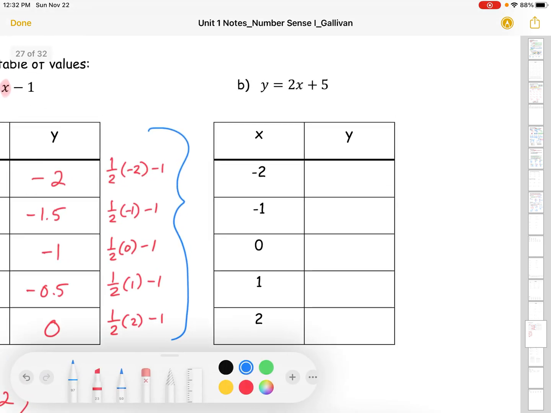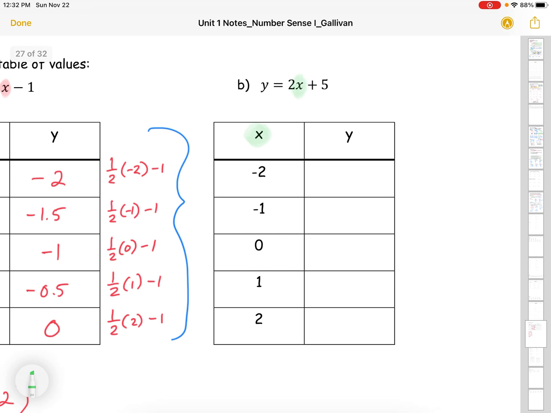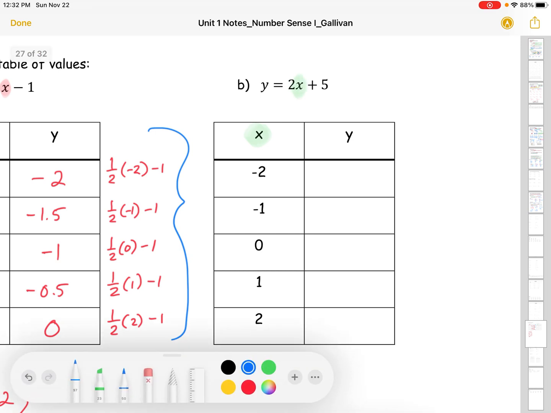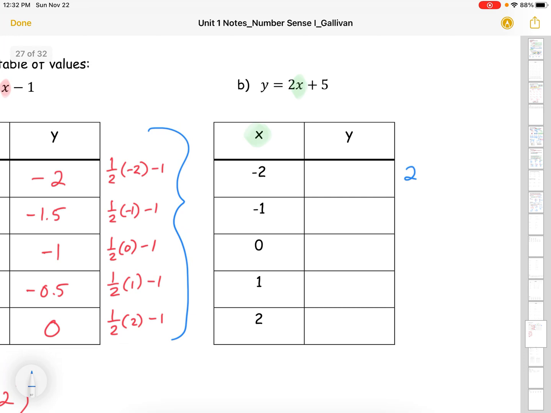I have y equals 2x plus 5. So my x is here, and I'm going to substitute in these values for it. So 2 times negative 2 plus 5. Well, 2 times negative 2 is negative 4, plus 5 is 1. Then 2 times negative 1 plus 5. 2 times negative 1 is negative 2, plus 5 is 3. And 2 times 0 plus 5.